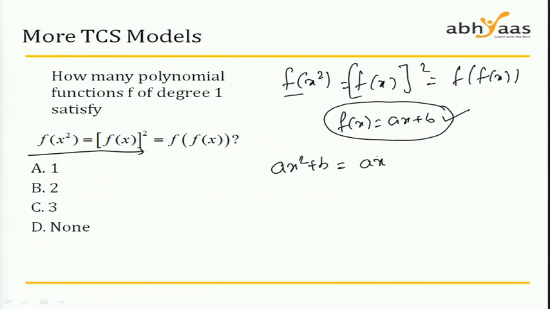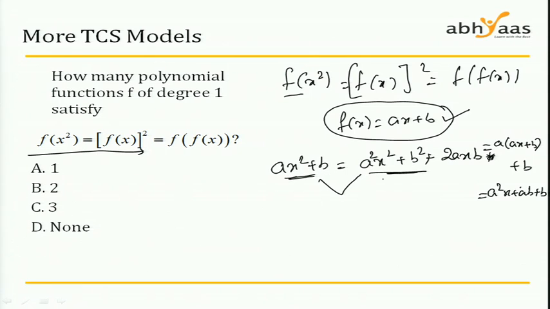a square x square plus b square plus 2axb. f of x value becomes equal to how much? a of ax plus b plus b. Now if I do this, this will be equal to a square x plus ab plus b. Right. Now what should happen? These all should be equal. So let's equate any one of them. I am equating the first equation, the second equation. So ax square plus b is equal to a square x square plus b square plus 2ax into b.